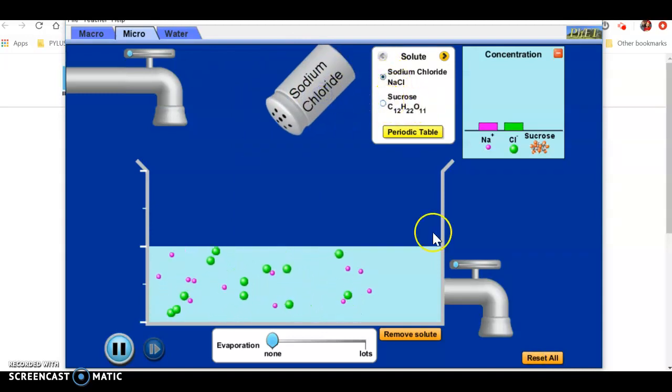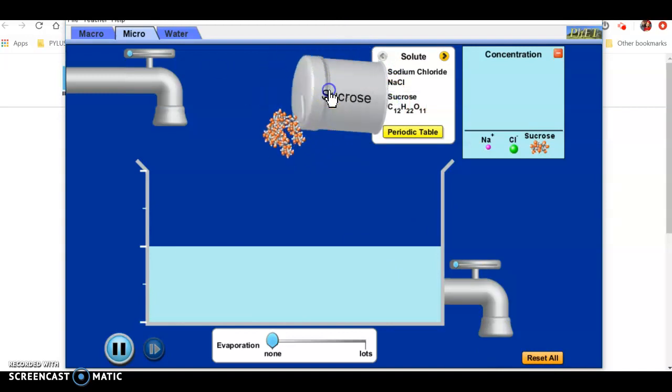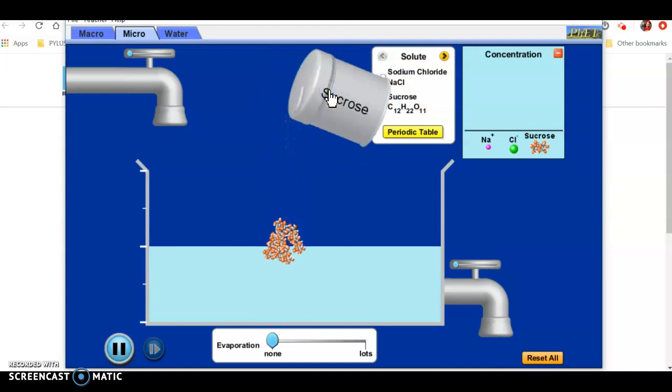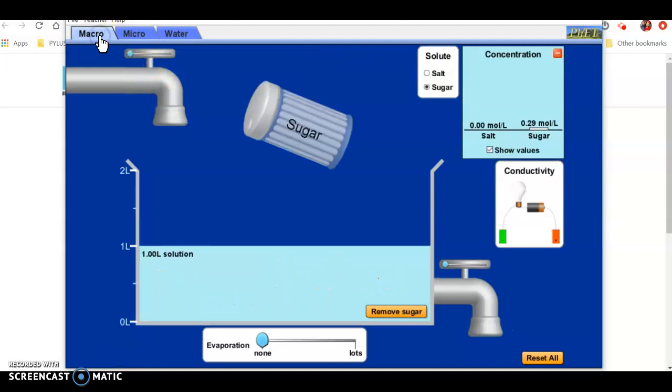Oh, sorry, that was sodium chloride. Let me reset that. Sugar. So sucrose is that big molecule. You can see it's still the big molecule. They're just separated from the other big molecules. All right, that was cheating. Let's go back to macro.